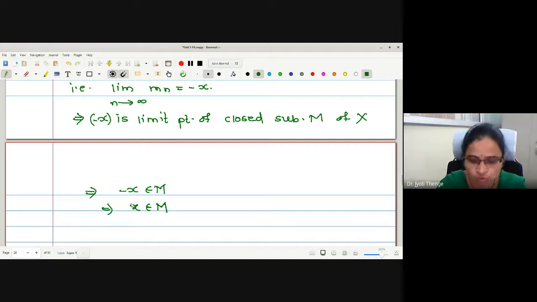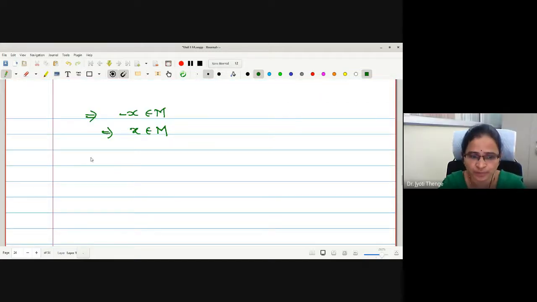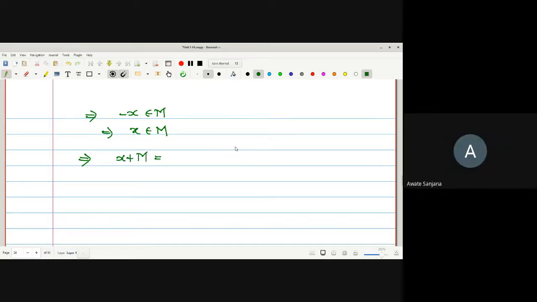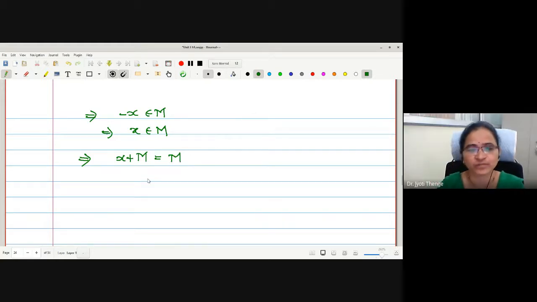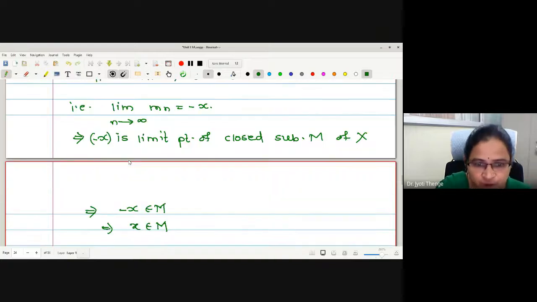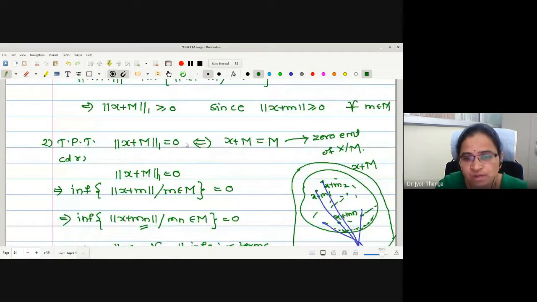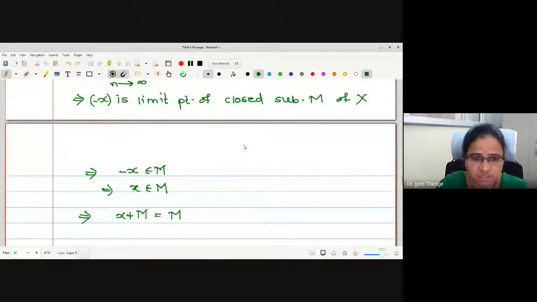Therefore, if x is in m, what is the nature of x plus capital M? It is also in M. Capital M. Yes, it is capital M, right? Therefore, we have proved one part. Norm 1 equal to 0, we have proved x plus m is equal to m. Now, let us think conversely.